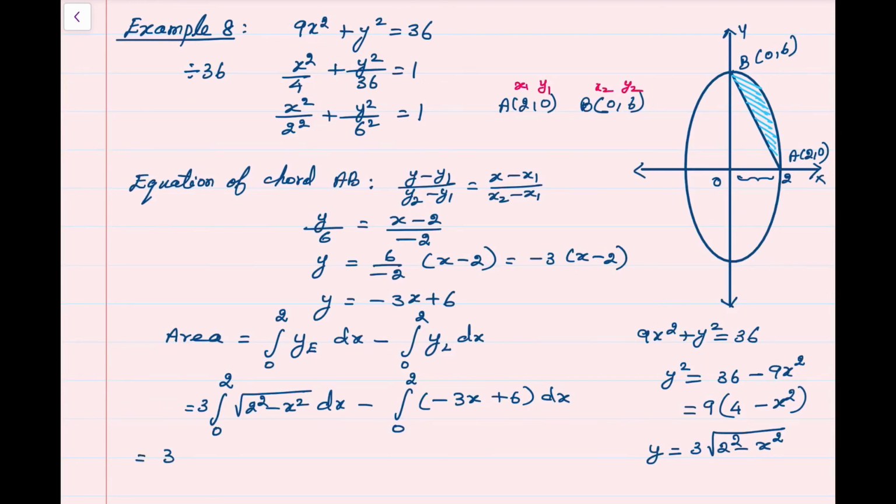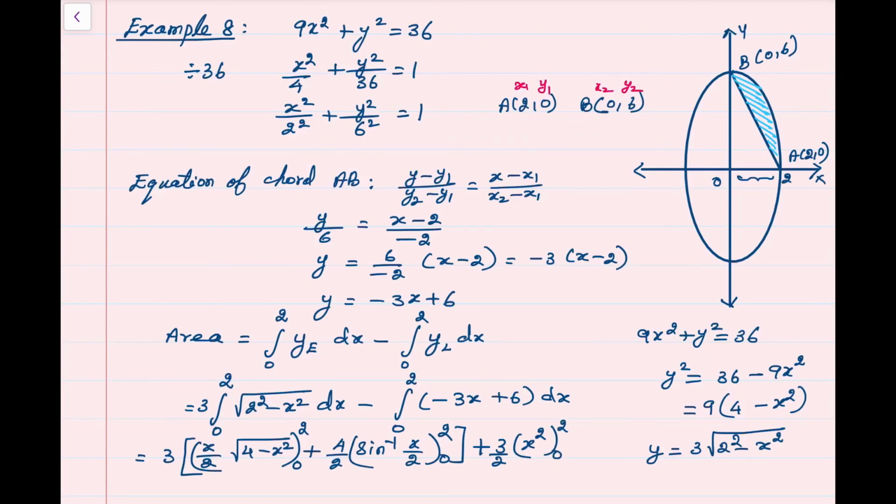We will integrate. The formula is x divided by 2 root of 4 minus x square plus a square divided by 2 sine inverse of x divided by a, and the limits are 0 to 2. Minus of minus is plus 3 times integral of x is x square over 2, and the limits are 0 to 2. And don't forget to distribute the minus sign. It becomes minus 6. Integral of 6 is 6x, and the limits are 0 to 2.